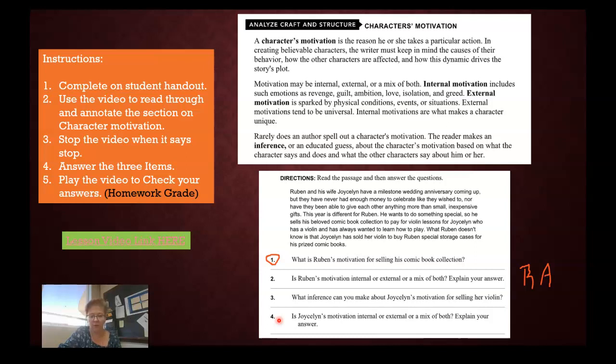So is Reuben's motivation internal or external or both? We're going to get rid of the is because that's part of the question. We're turning this into the answer. And then we're going to decide. So we're going to start off. Reuben's motivation is, we're going to move that is, and then you're going to choose internal, external, a mix of both, and then because. So I'm going to type it out here.